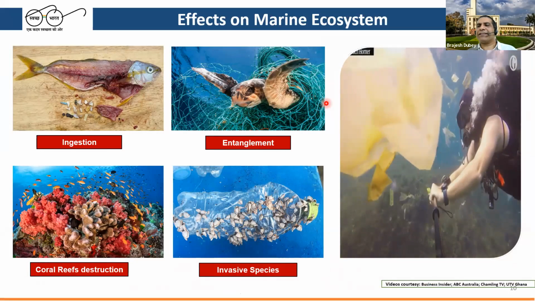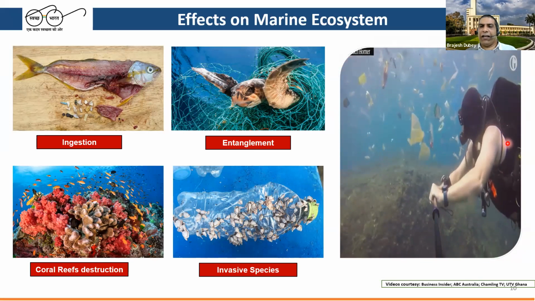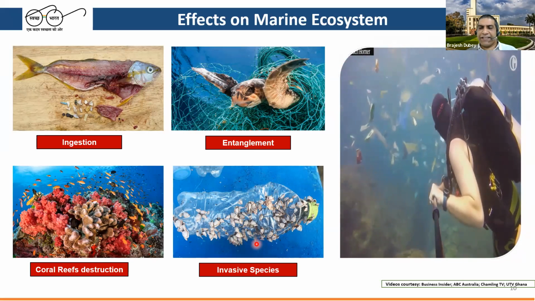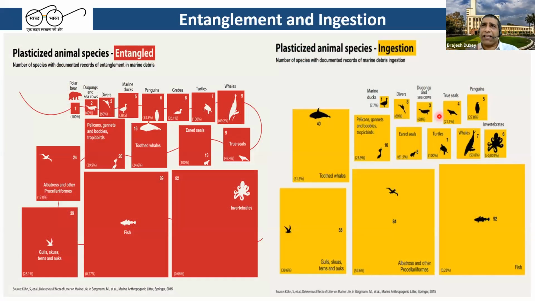So what is happening when the plastic is ending up in the ocean or in the water bodies? Ingestion in fish, entanglement of marine species, invasive species. On a plastic bottle, you get invasive species growing on it. Coral reef destruction. You can see lots of plastic pieces. By 2050, it has been estimated that we'll have more plastic pieces in the ocean than the fish out there. Then here you can see different rectangles; the bigger the rectangle, the bigger the numbers for that particular kind of species, mostly fish and seals and other things, and marine ducks, polar bears.